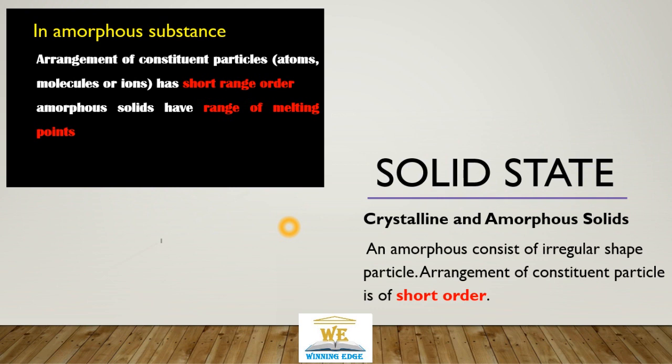In amorphous substances, the constituent particles are arranged in short range order. Further, opposite to crystalline substances, amorphous solids have a range of melting point, which means if any amorphous substance is there, let's say it may have a melting point from 150 to 180 degrees Celsius. So it doesn't have a sharp melting point like crystalline substances.